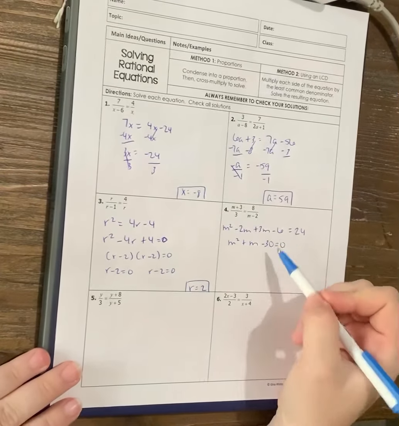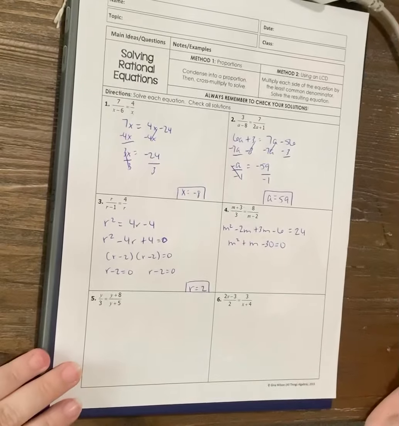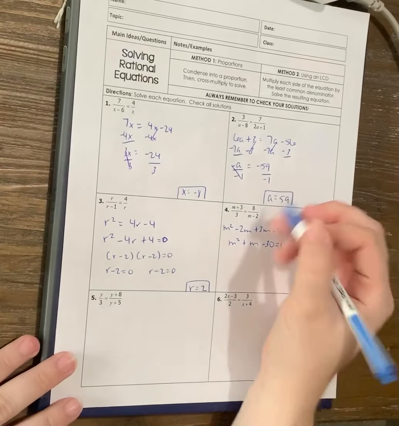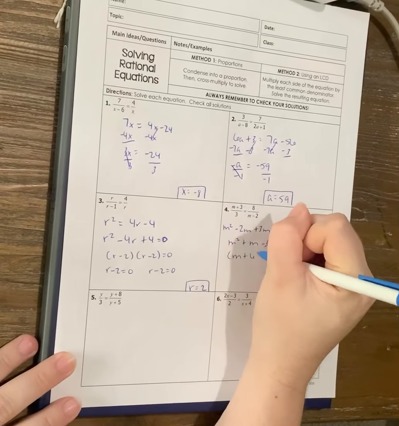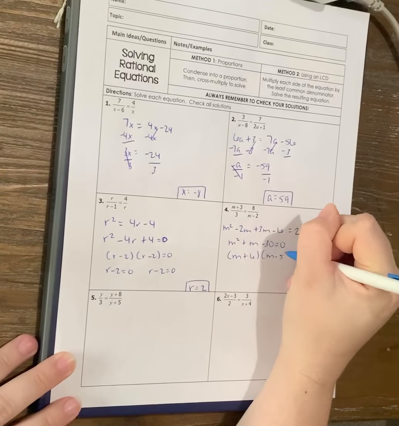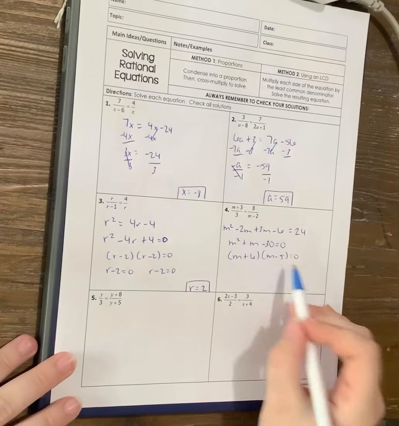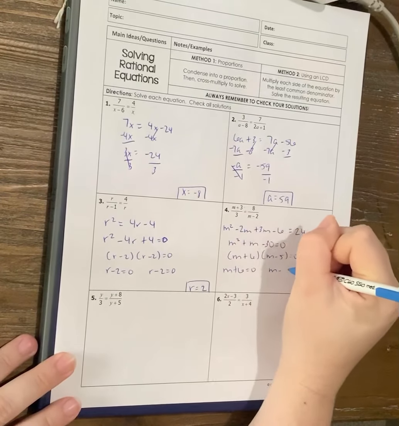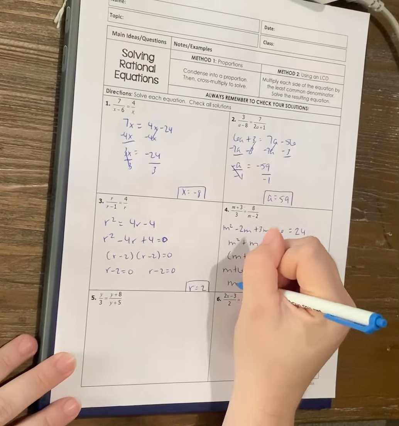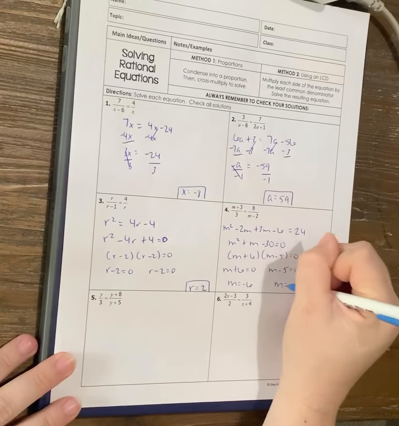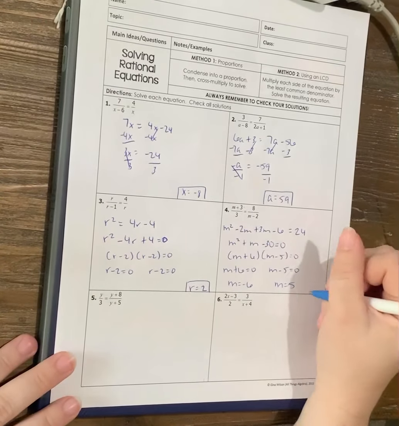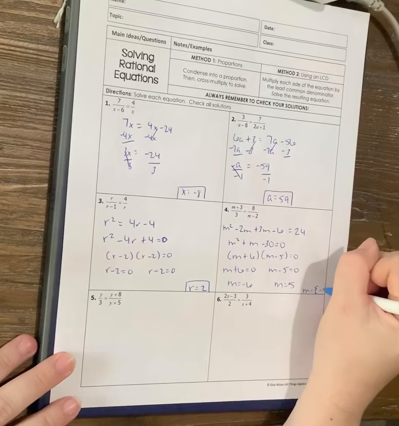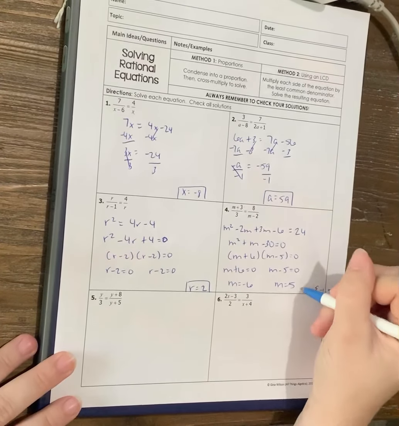And then you want to factor. So what multiplies to give you negative 30 and adds to give you a positive 1 is going to be 6 and negative 5. So you have m plus 6 and m minus 5. Set them both equal to 0 and solve. So it gives us m equals a negative 6 and m equals a positive 5. So our solution set is negative 6 and 5.